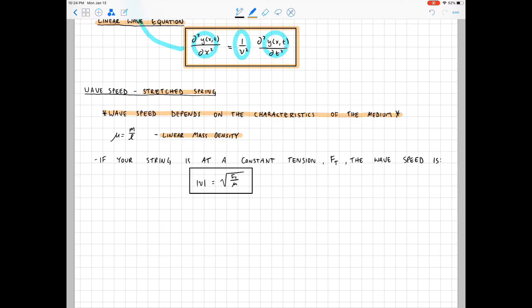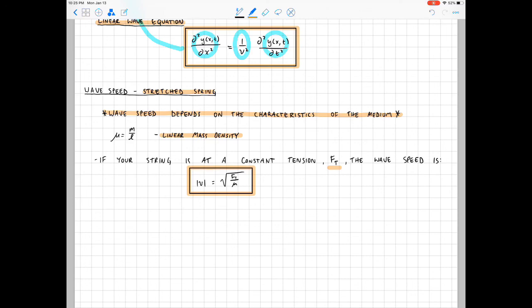So if your string is stretched at a constant tension, and remember, tension, the book represents as F sub t, then the speed of the wave along your string is going to be the square root of the tension divided by mu, the linear mass density. All right, so we'll look at a few examples in class and over the next few days where the tension of the rope is given, the linear mass density is given, and then we need to determine the speed at which a wave would propagate through that medium.